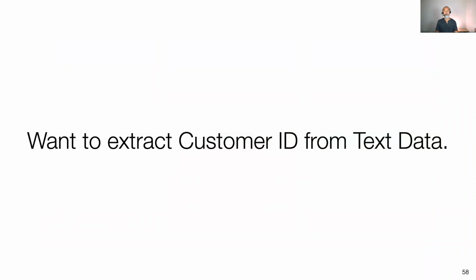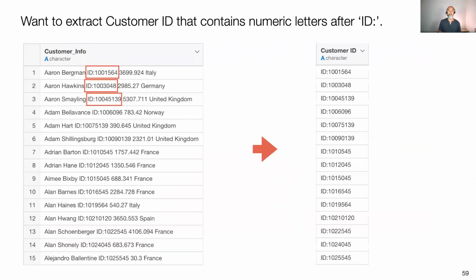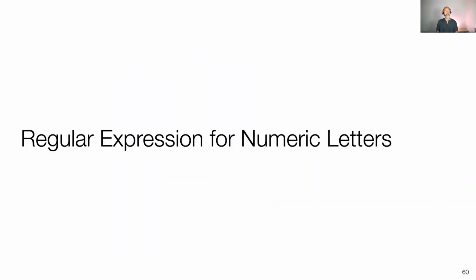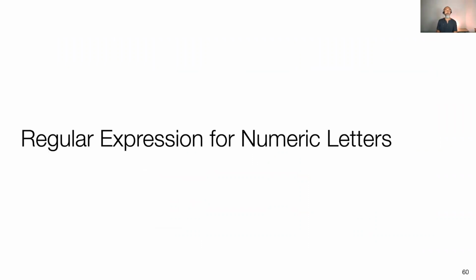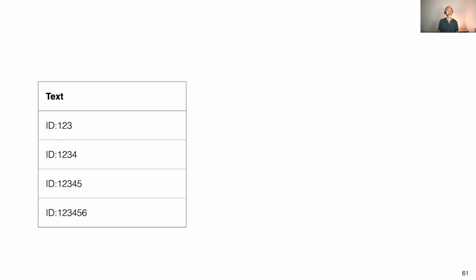So we want to extract custom ID from text data. Let's imagine we have the data like this. And basically what we want to get is that ID part. Okay, it can be just a numeric part, or it can be numeric plus this ID column. Either way, we want to extract that data. So how are we going to do it? Basically, what's the regular expression with numeric letters?